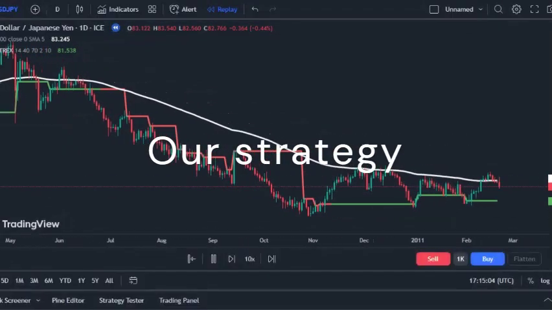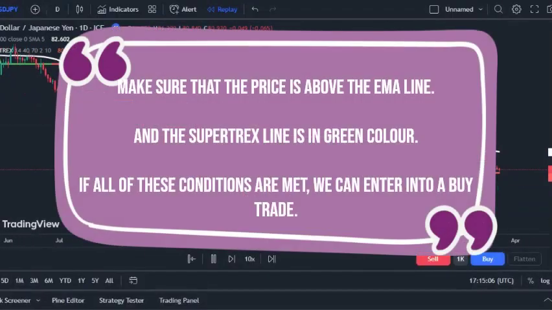Now let's talk about our strategy. So to get into a profitable buy trade, make sure that the price is above the EMA line and the Supertrend line is in green color. If all of these conditions are met, we can enter into a buy trade.